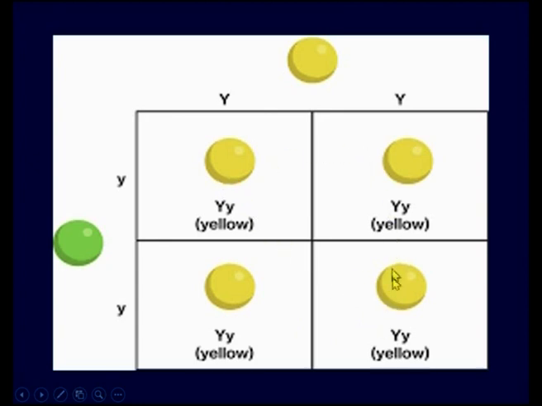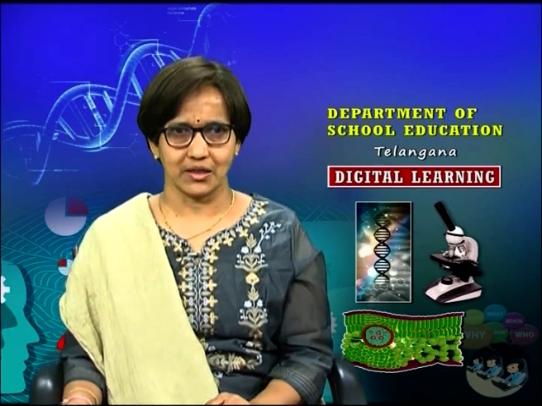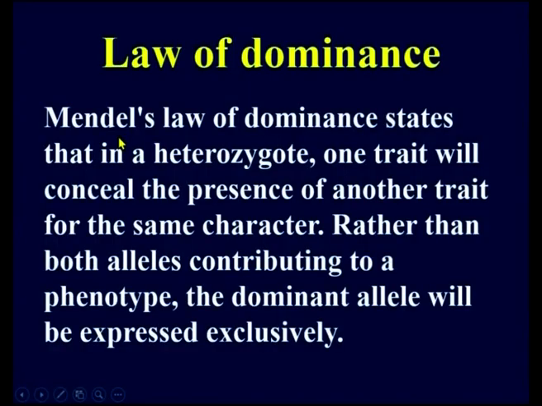So here you get all F1 plants, the offspring because of the crossbreed, all of them are yellow in color. Though green has participated, green did not show, it did not express itself. This is called, dear students, law of dominance. One color is dominant, not letting the other to show. So here is Mendel's law of dominance.